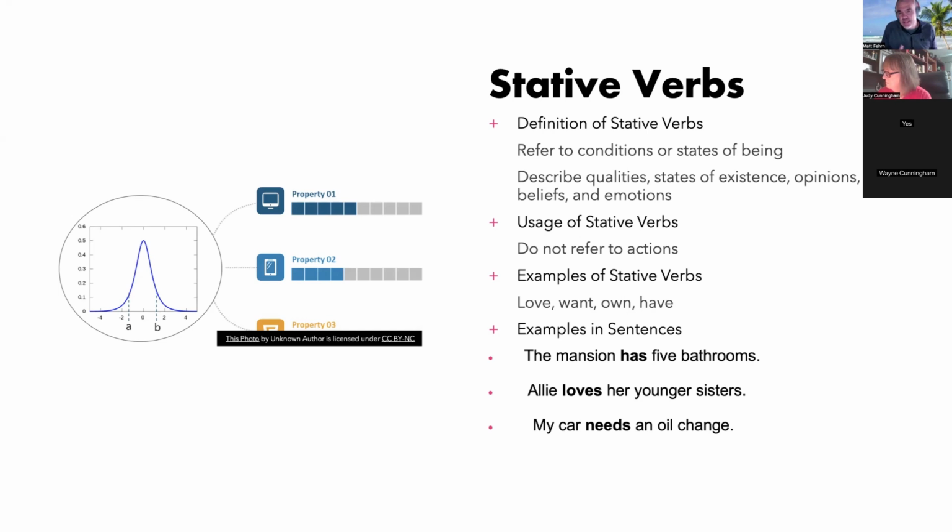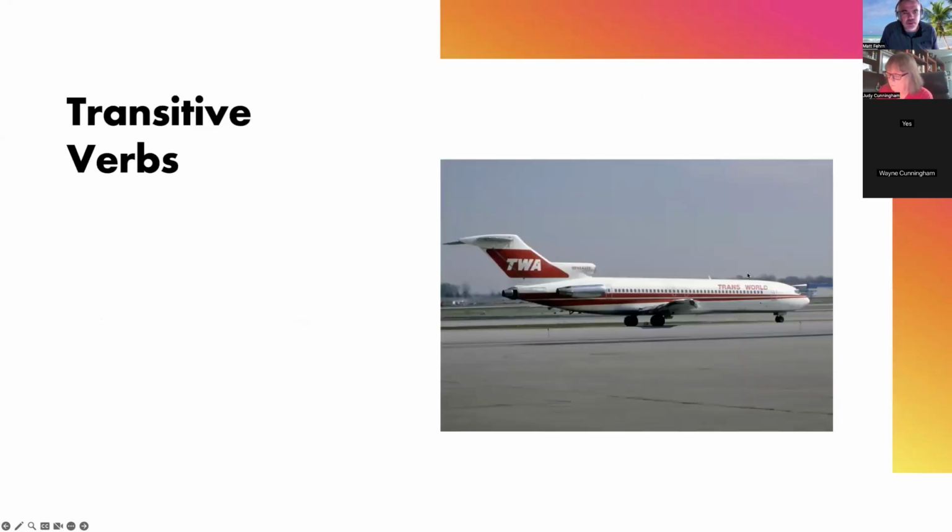So, again, the dead giveaway probably is the state of being verbs. Those are pretty easy to spot. Some of these, like loves, are a little bit harder because it's an emotion or a belief. So just know that they're out there.